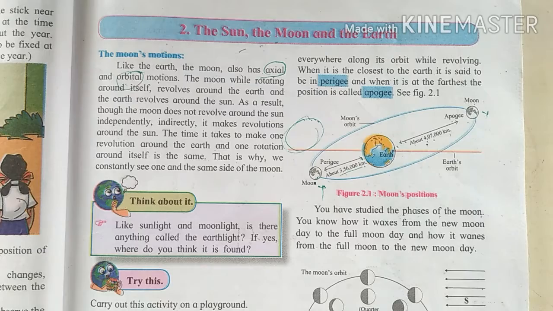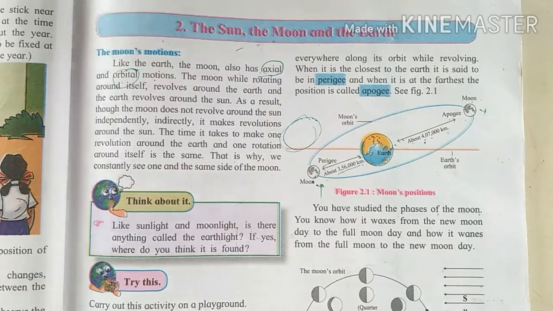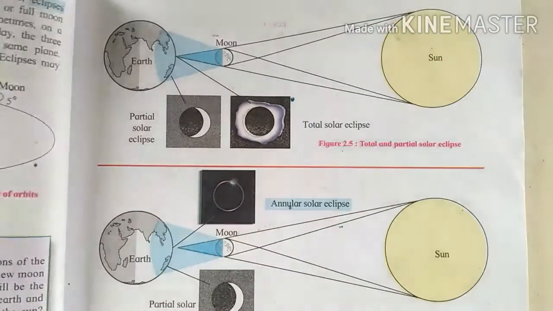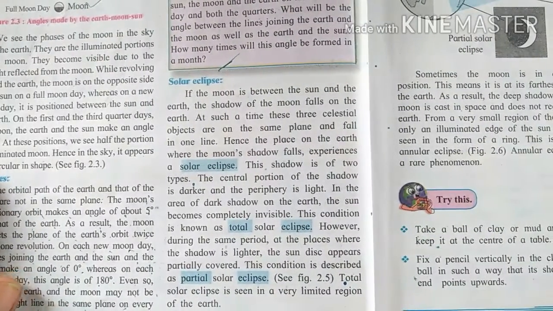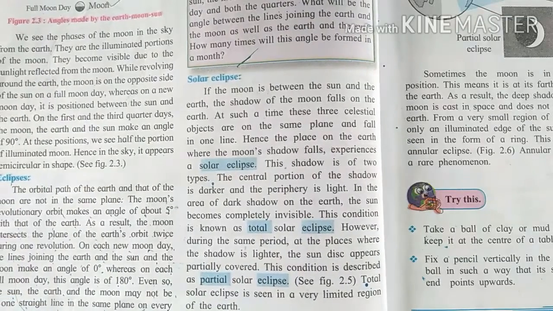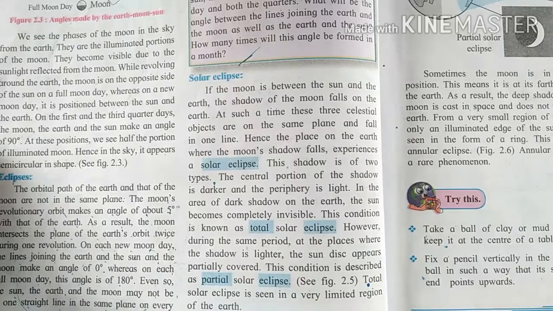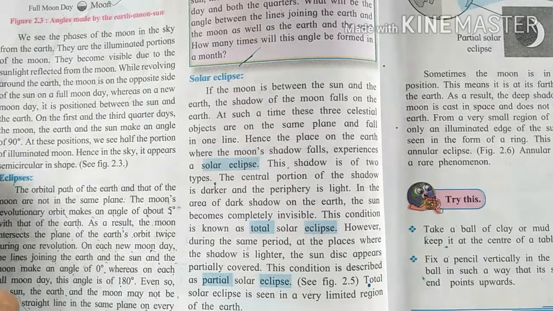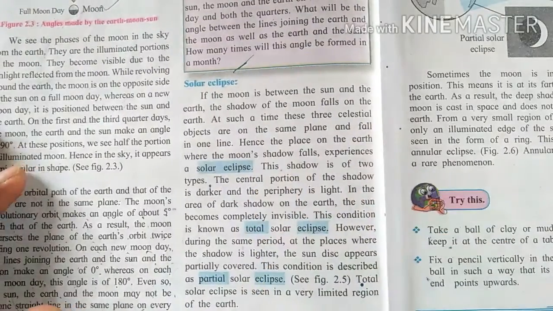Hi students, in the last period we studied about the sun, the moon and the earth. Now in this period we will study about eclipse, solar eclipse. What is solar eclipse? How many types of eclipse are there, what are the reasons why the eclipse takes place, and what are the effects of the eclipse? We will see in this video. So now let us see solar eclipse.